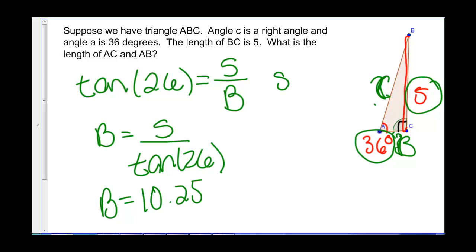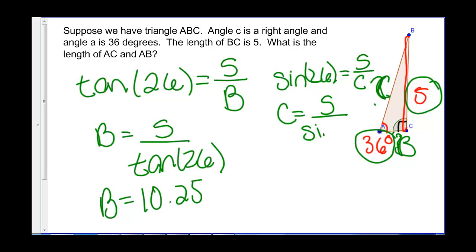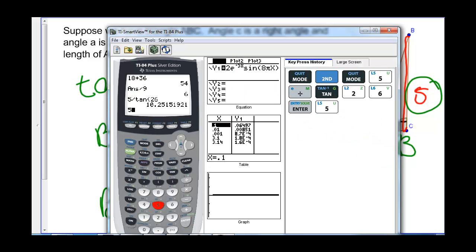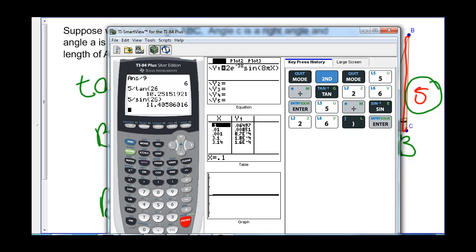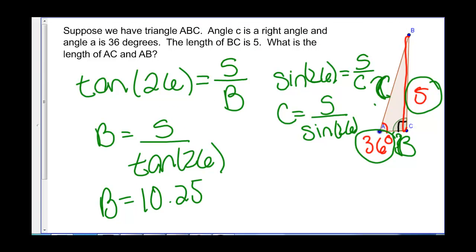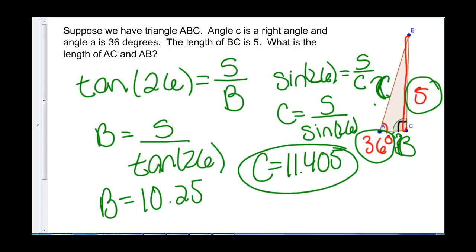Then we can find, we'll call this C, by using sine. So sine of 26 equals opposite over hypotenuse. So C equals 5 divided by sine of 26. And we get 11.405. So the length of side C is 11.405. And these are the two answers we're looking for.